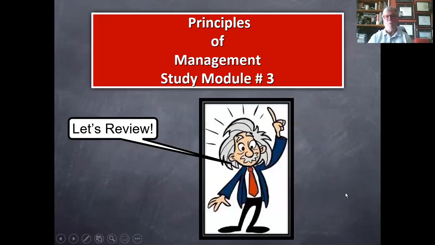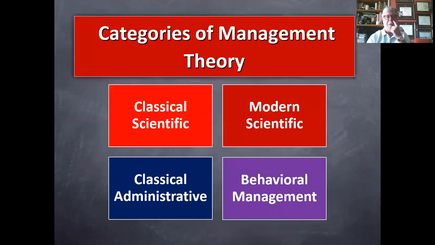Before we begin our lesson, let's review some of the important things that we discussed in module number 3. First of all, we had broken the categories of management theory into four groups: the classic, the modern, the classic administrative, and the behavioral management. Essentially, what we were talking about is a delineation of concepts that had to do with work that was manual, and the process could be examined very carefully and improved.